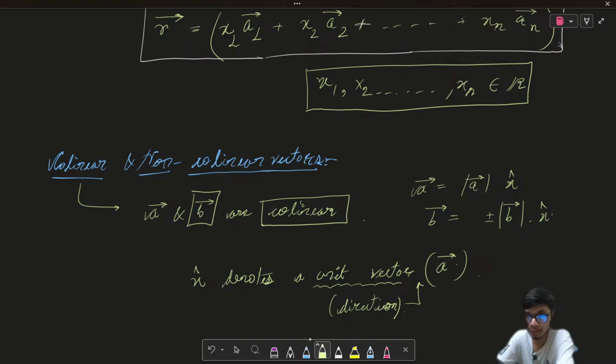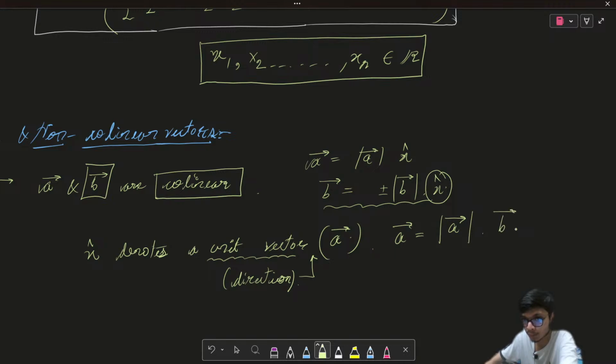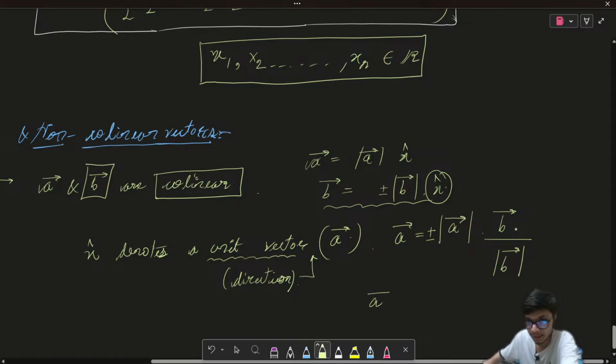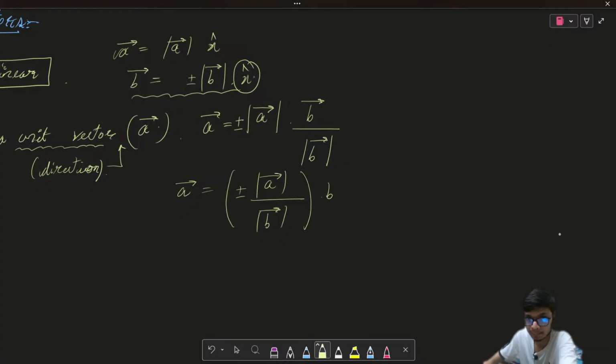Is this part clear? Now from these relations, if I want to write the a vector in terms of b vector, I can write x cap as b vector upon mod of b. So if I put it over here, I can write mod of a vector into b vector divided by mod of b vector, right? And please note there is a plus or minus sign over here. Now this can be combined, and mod of a upon mod of b becomes a scalar multiplied with the b vector.